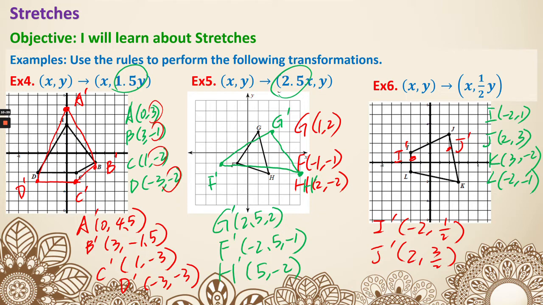K prime is actually going to be 3, -1 right here, K prime. And lastly, L prime is going to be -2, -1 times 1/2, so it's -2, -1/2. That is my L prime right here. So now it's time to connect them.